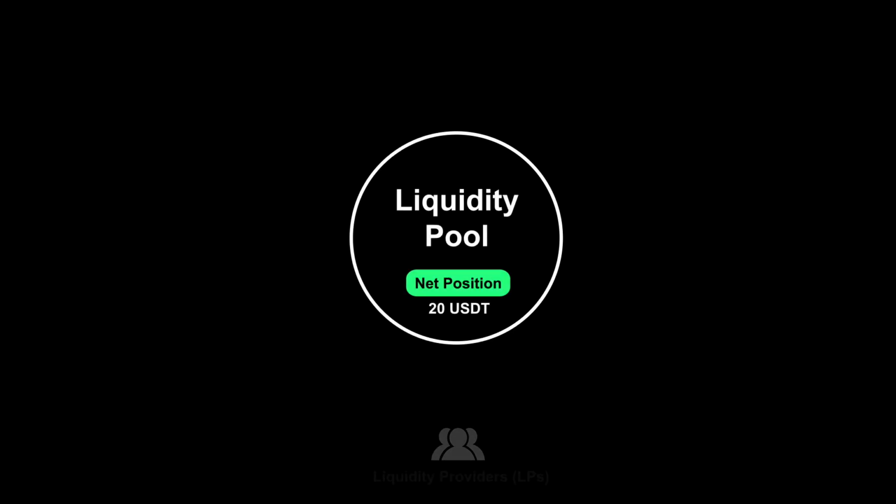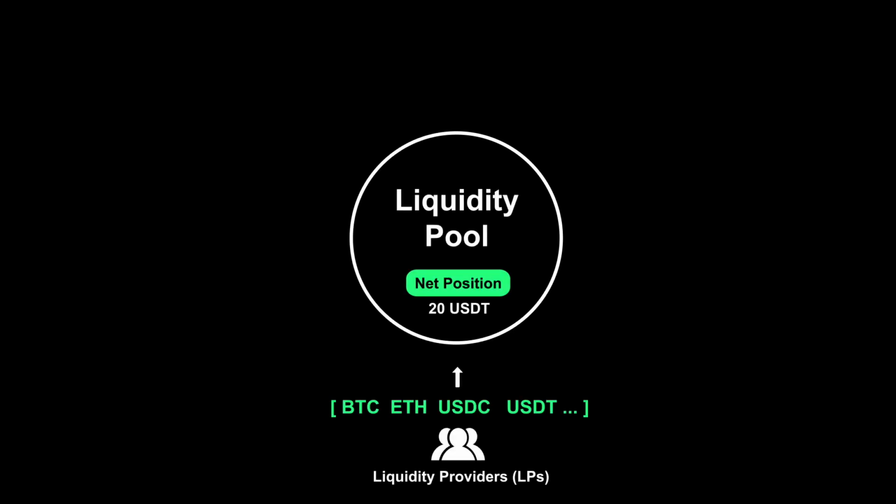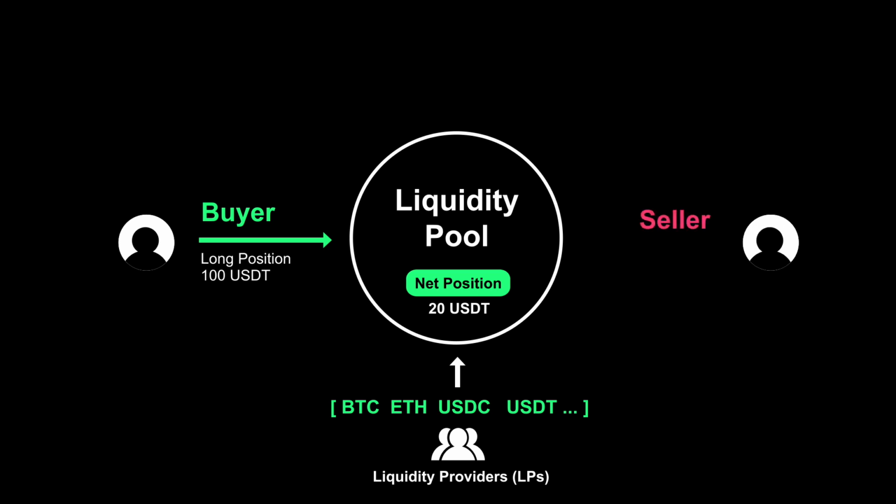This model involves two counterparties, the liquidity providers, LPs, and perpetual contracts traders. Liquidity providers deposit their crypto assets such as BTC, ETH, USDT, and USDC, then these assets will be converted to the total USDT value of the liquidity pool with a certain ratio. The liquidity pool bears the net positions generated by both long position holders and short position holders. For example, all the buyers on the platform generate 100 USDT long position in total, while all the sellers generate 80 USDT short position. The trader's total net position is 20 USDT long and the liquidity pool bears 20 USDT short position.